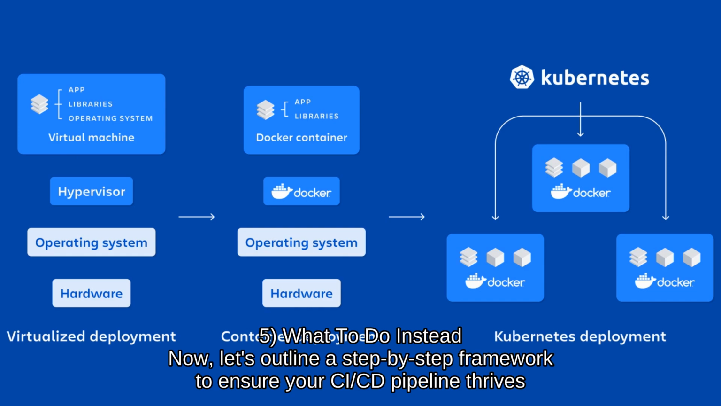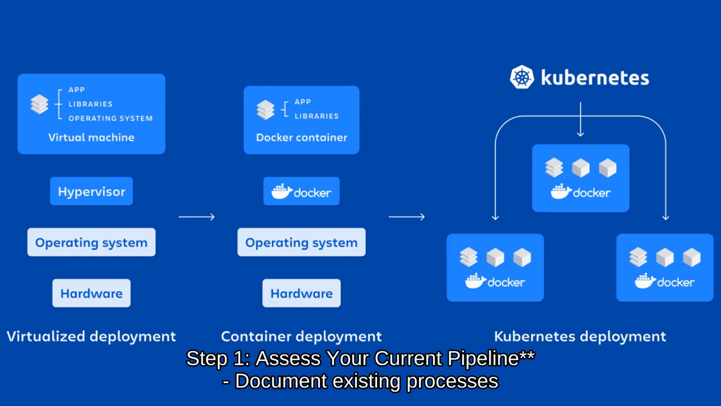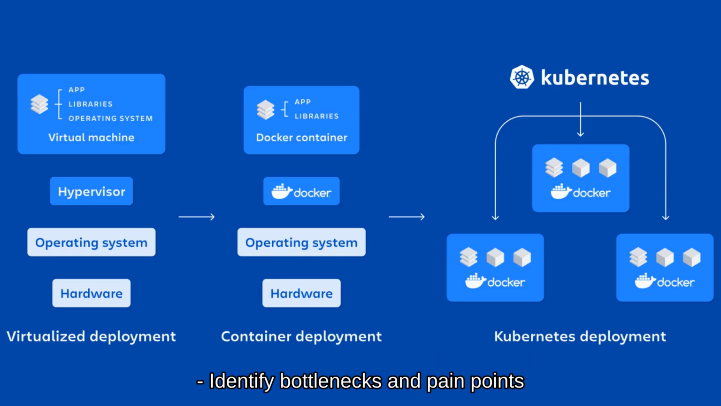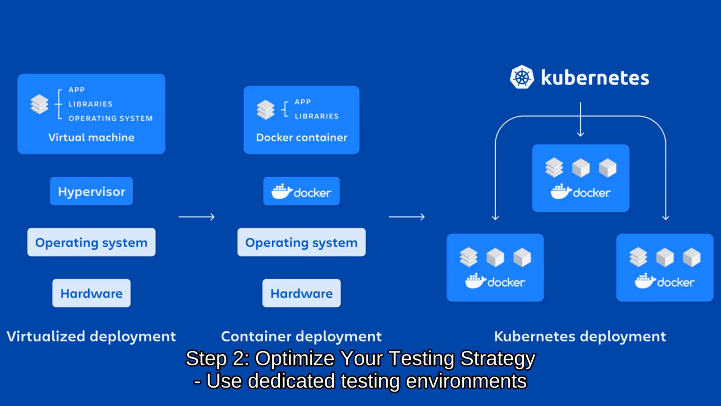What to do instead? Now, let's outline a step-by-step framework to ensure your CI/CD pipeline thrives. Step 1. Assess your current pipeline. Document existing processes. Identify bottlenecks and pain points. Gather feedback from your team.